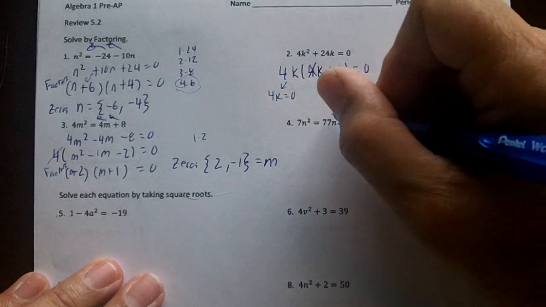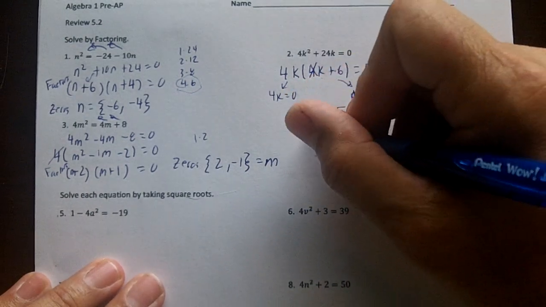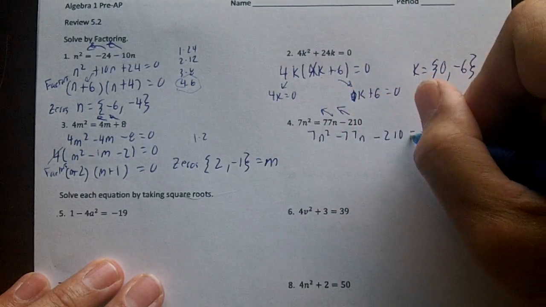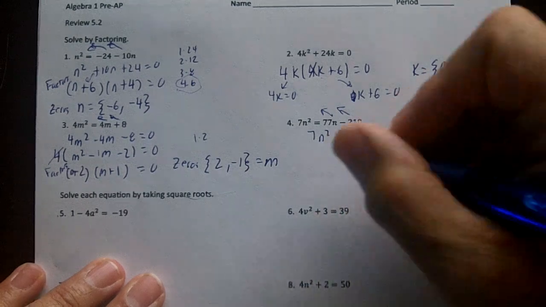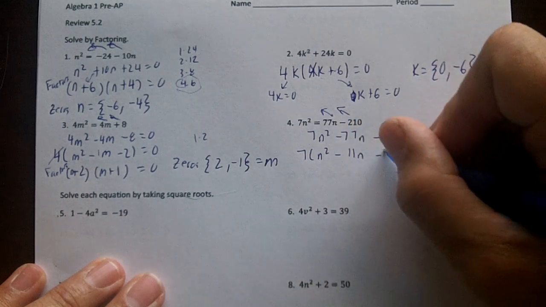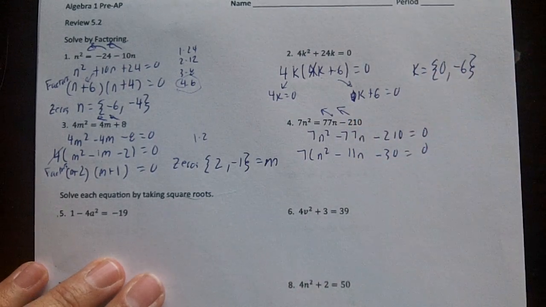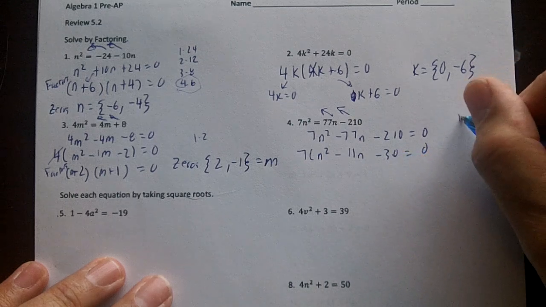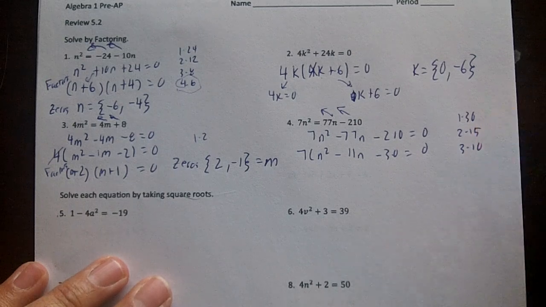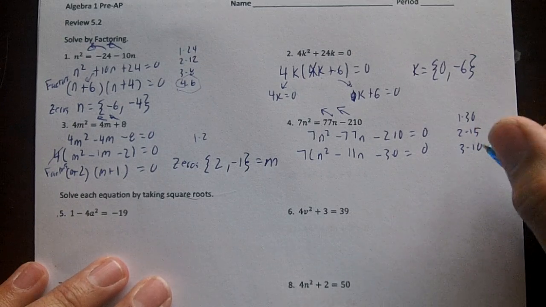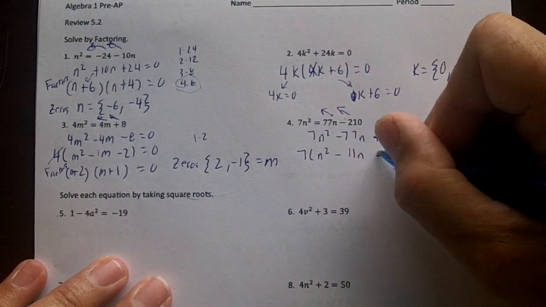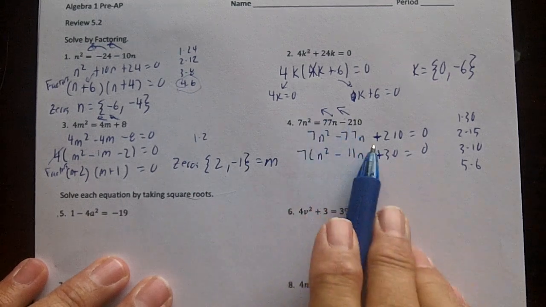Okay, right here we're going to move everything to the left. So 7n squared minus 77n minus 210 equals 0. These all divide by 7, so I'm going to take a 7 out. Now then, my factors of 30: 1 times 30, 2 times 15, 3 times 10, 5 times 6. I'm sorry, the 210 will turn positive. I messed up there. When I move the 210 over, it should be positive.